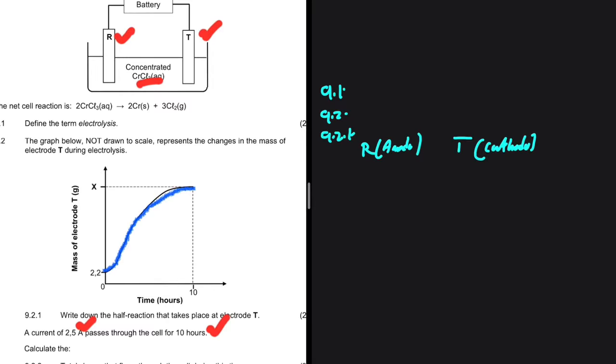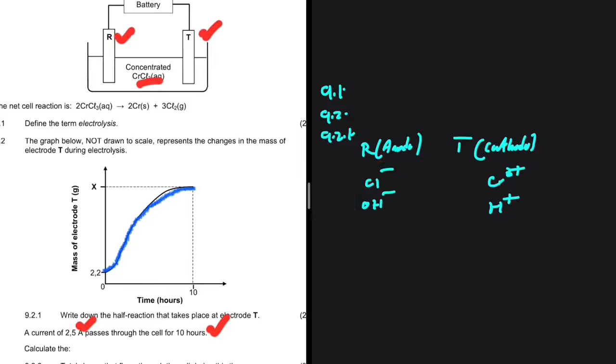Okay, our electrolyte is CrCl3. The ions we have are Cl minus and Cr to the 3 plus. But this CrCl3 is an aqueous solution, so there's H2O. Apart from these ions, we also have OH minus and H plus. We know that anions migrate to the anode, while cations migrate to the cathode. So that's why I have Cl minus and OH minus under the anode, and Cr to the 3 plus and H plus under the cathode.